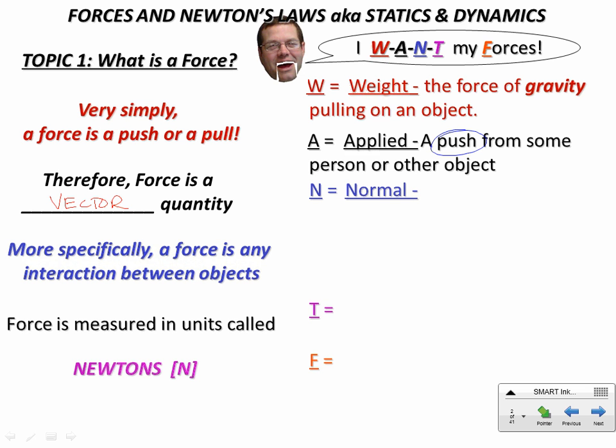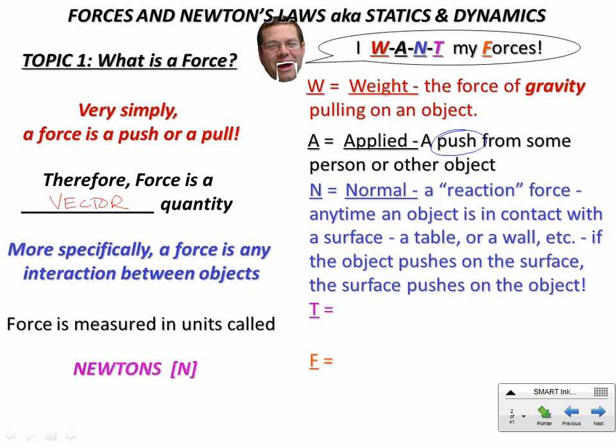N's the toughest one, maybe. It's called a normal force. And a normal force is what I call a reaction force. A lot of you have heard this idea of reaction forces, whether or not you know it. Anytime an object is in contact with a surface, whether that's a table or leaning against the wall or whatever, if the object pushes on the surface, then the reaction to that is that the surface pushes on the object. So the big one is this: if an object is in contact with a surface, there has to be a normal force.